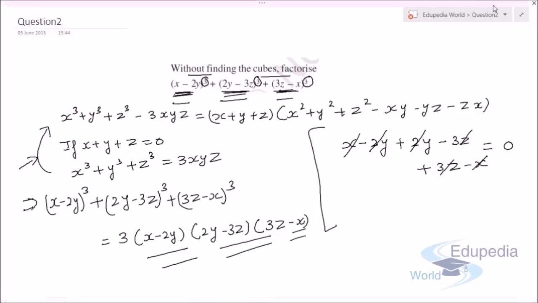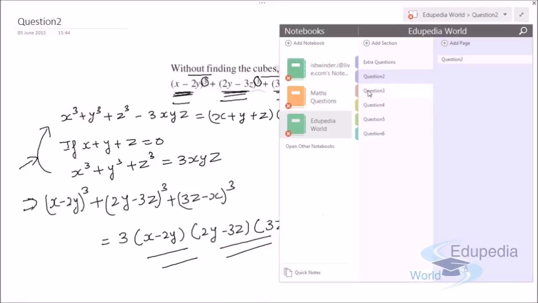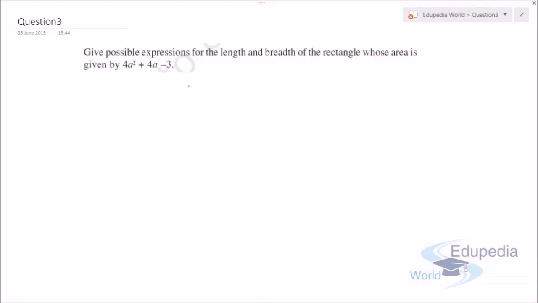So let's discuss the next question, question number 3. We have to find the possible expressions for length and breadth of a rectangle whose area is given by 4a square plus 4a minus 3. Now see this question carefully. Suppose this is a rectangle, and this is length and this is breadth. When we multiply length into breadth, we get the area of the rectangle.